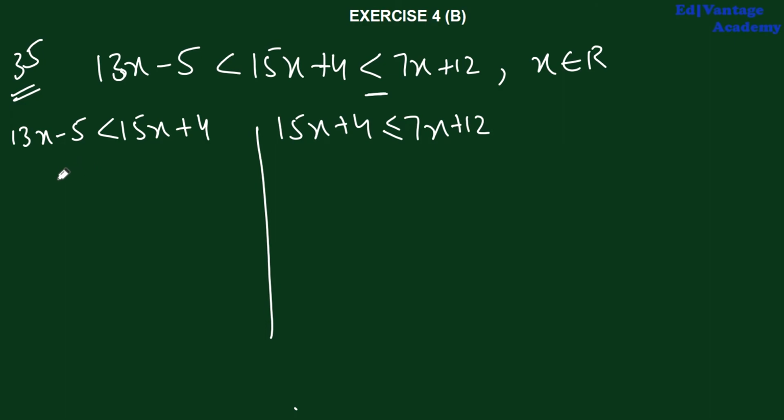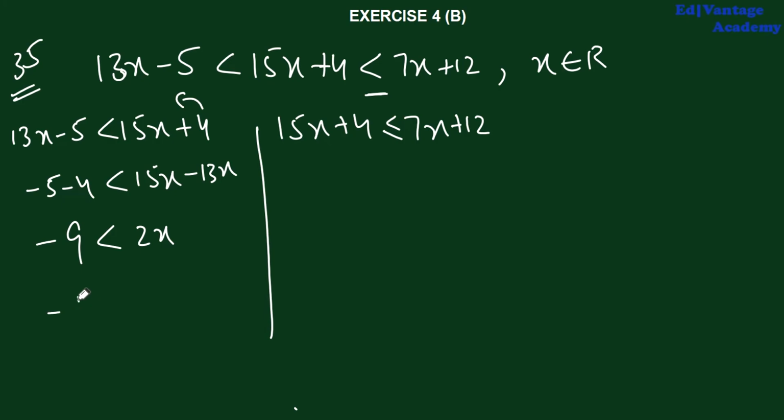So here I'll write minus 5 minus 4, sending 4 towards left, it's plus, it becomes minus when it goes to left, and 15x minus 13x, 13 comes to right. You can send 15 to right, 15 to left and minus 5 to right, choice is yours. This becomes minus 9 is lesser than 2x. 2 is in multiplication with x, it will go right and become division. It's a positive 2 came in division, so symbol will not reverse. So that's minus 4.5 is lesser than x.